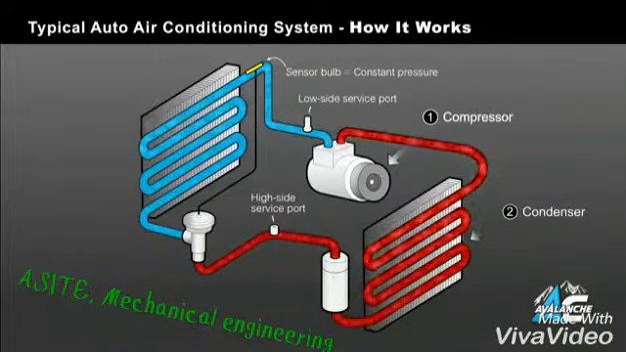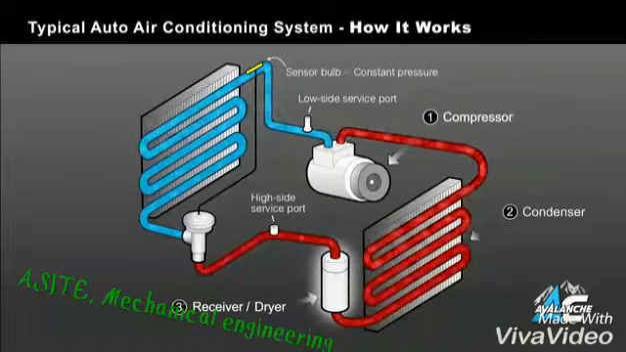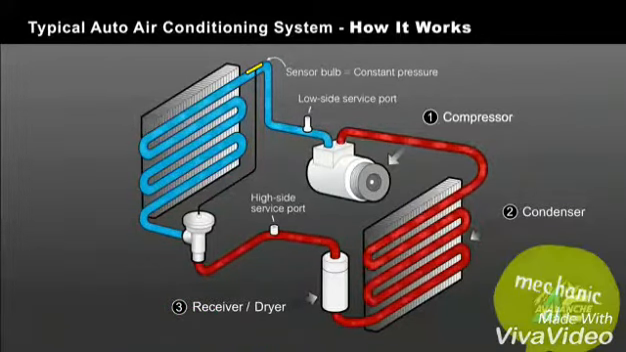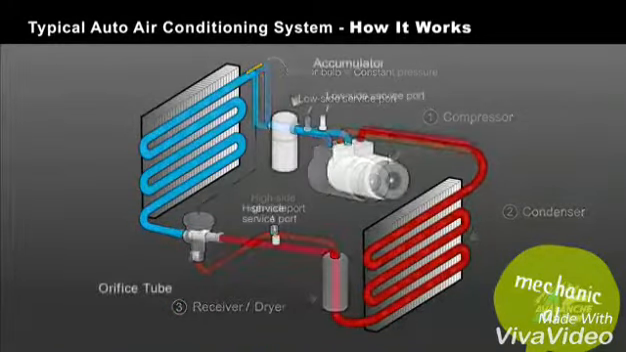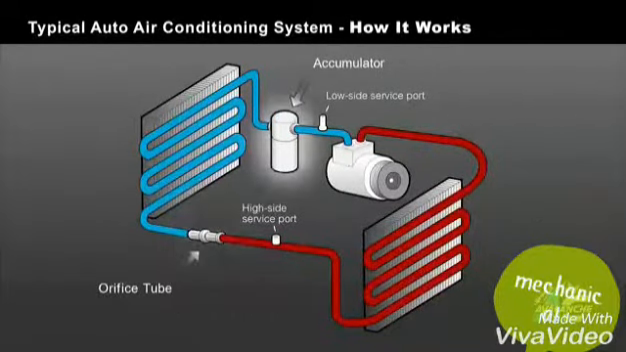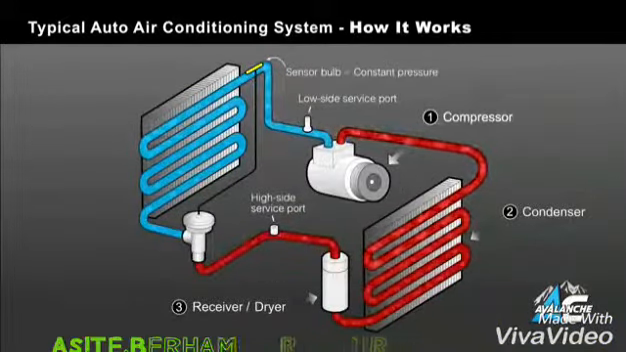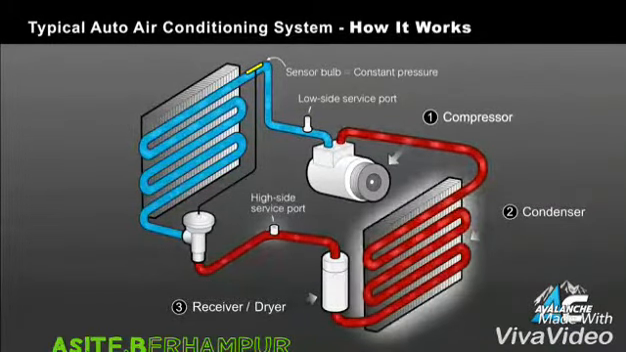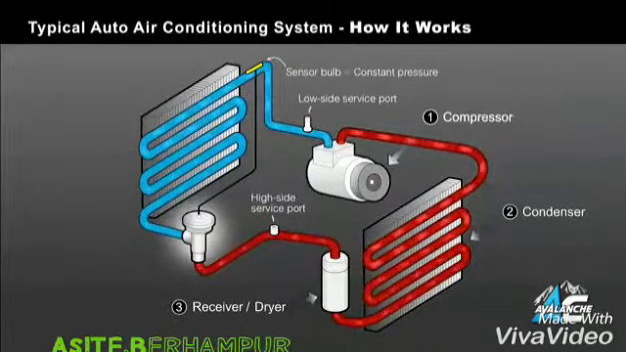The high-pressure liquid flows through the receiver dryer, having a desiccant bag inside it to filter and absorb small amounts of moisture that may contaminate the refrigerant. On the AC system using an orifice tube, the receiver dryer is replaced with an accumulator, which is located between the evaporator and the compressor. The high side service port is located here, between the condenser and the expansion valve or orifice tube.